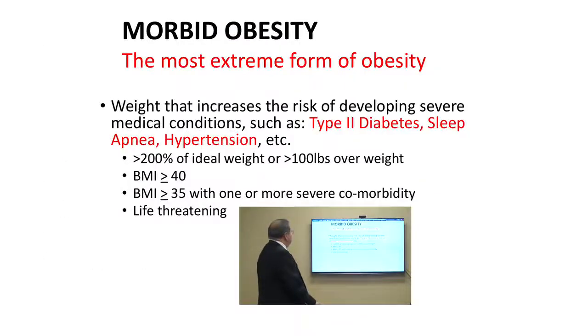Morbid obesity is the most extreme form of obesity, as we said before, a body mass index of 40, or could be 35, with hypertension, diabetes, and sleep apnea. Okay? It could also be expressed as 200% of the ideal body weight value or 100 pounds over ideal weight.